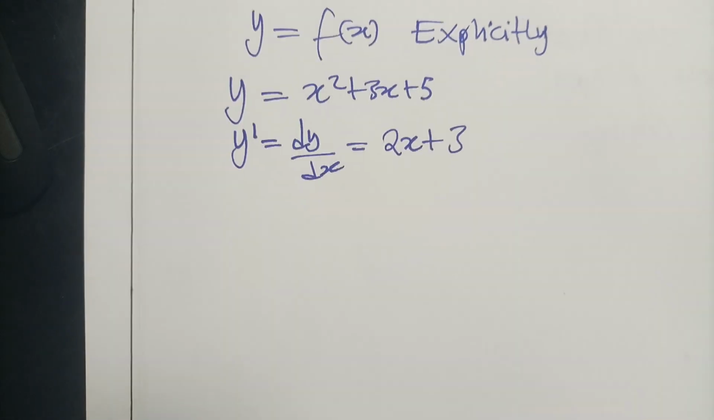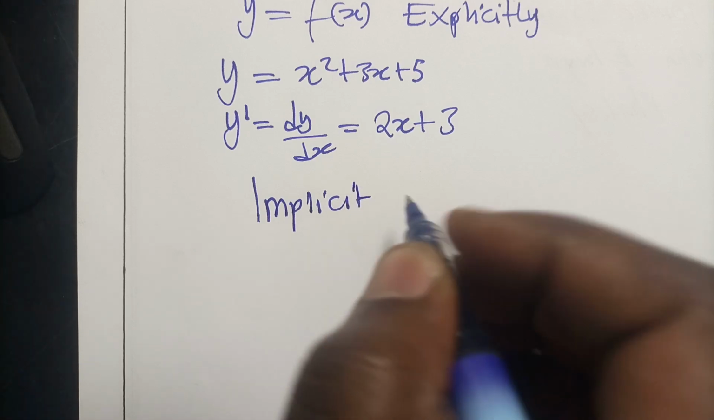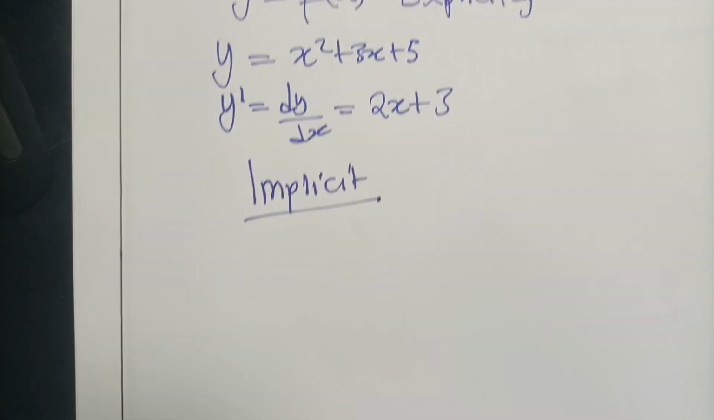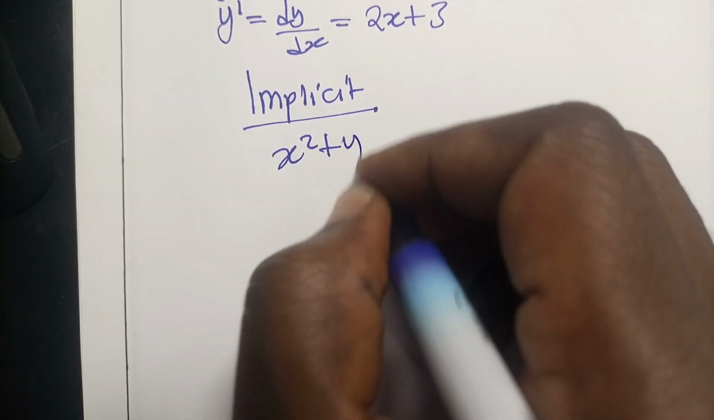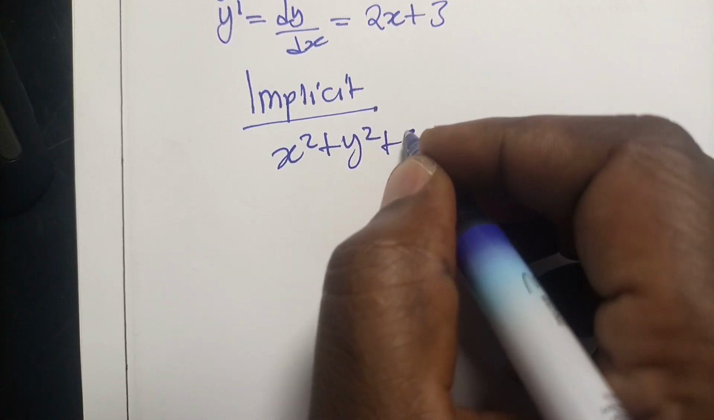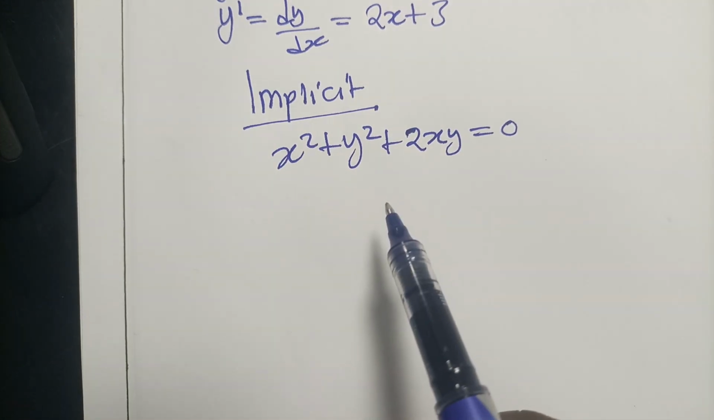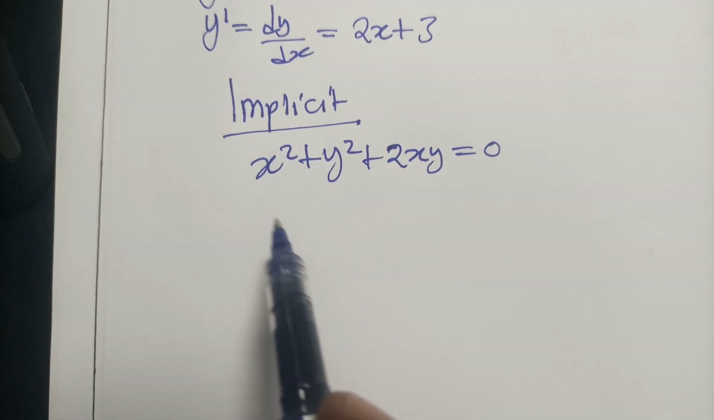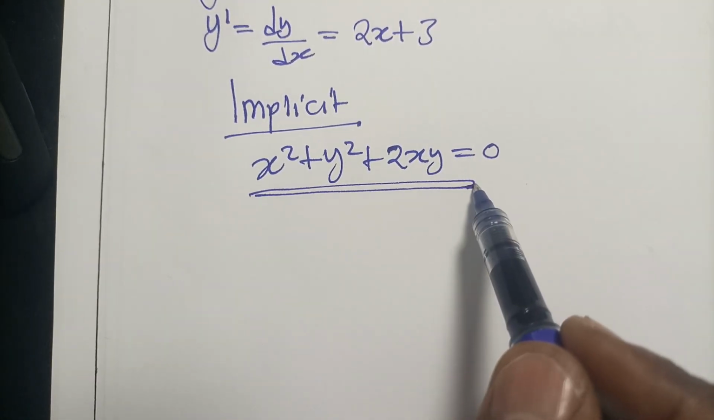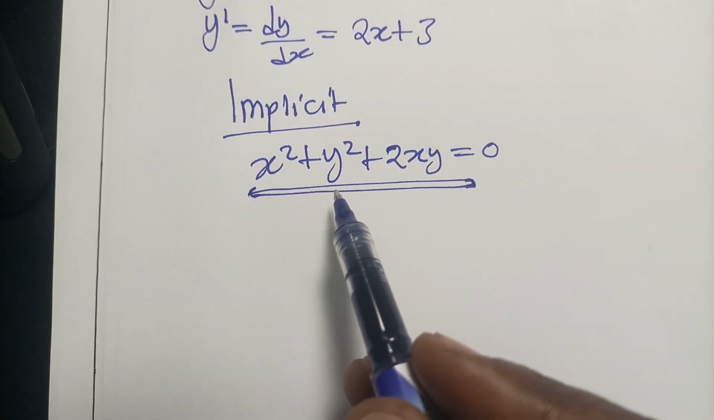But for implicit functions, they are in this form. Let me give an example of an implicit function: x squared plus y squared plus 2xy is equal to 0. When we look at this function, y is not the subject of the formula and x is not a subject. Things are not explicitly defined. So this is classified to be an implicit function. So how do you differentiate functions like this one?